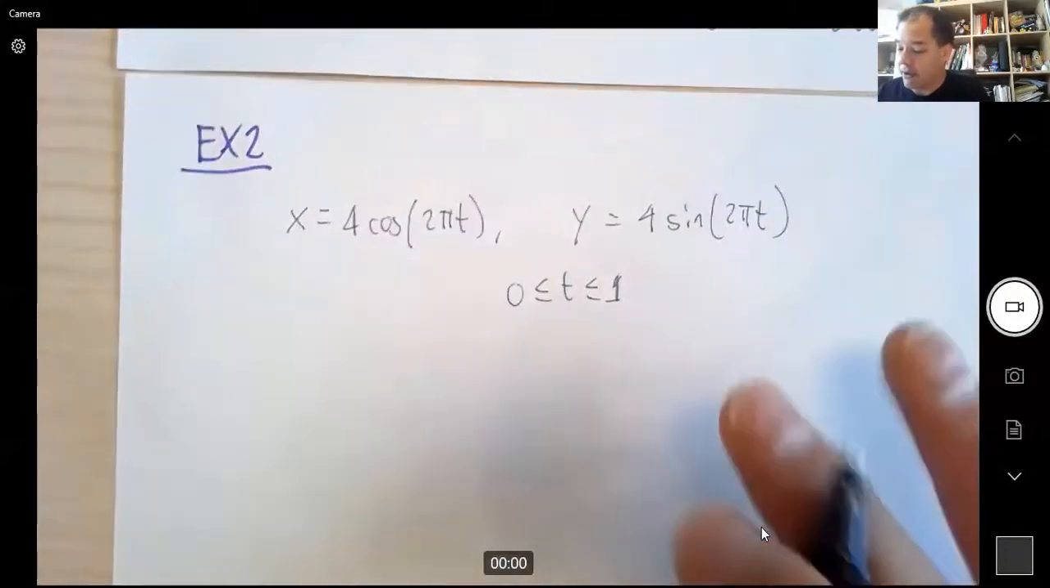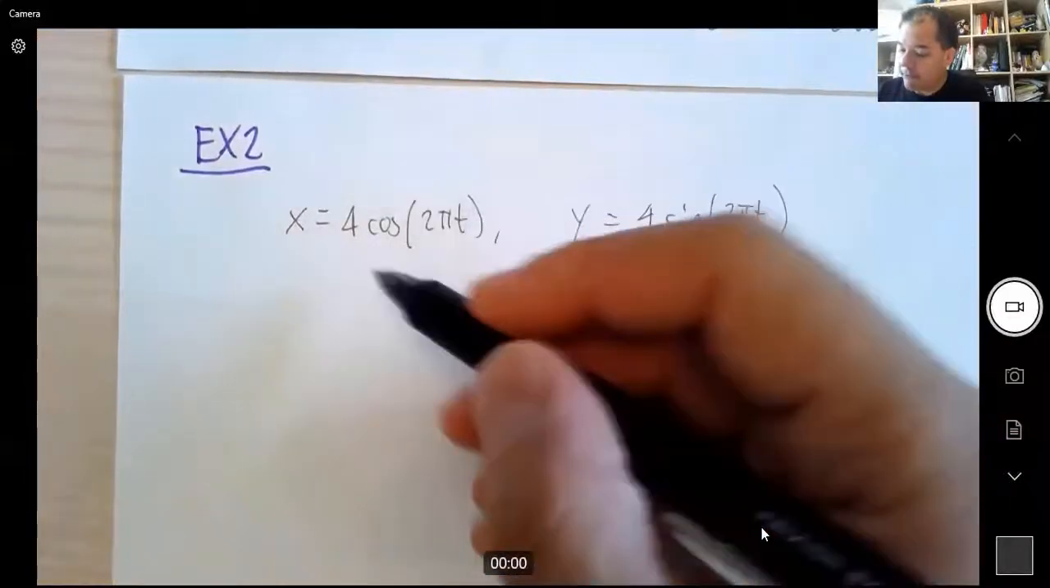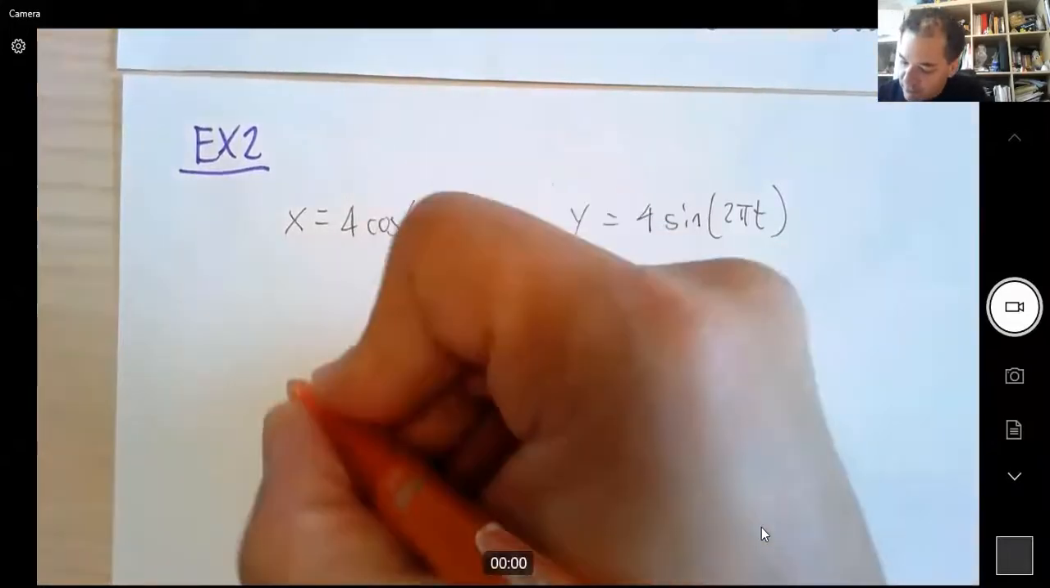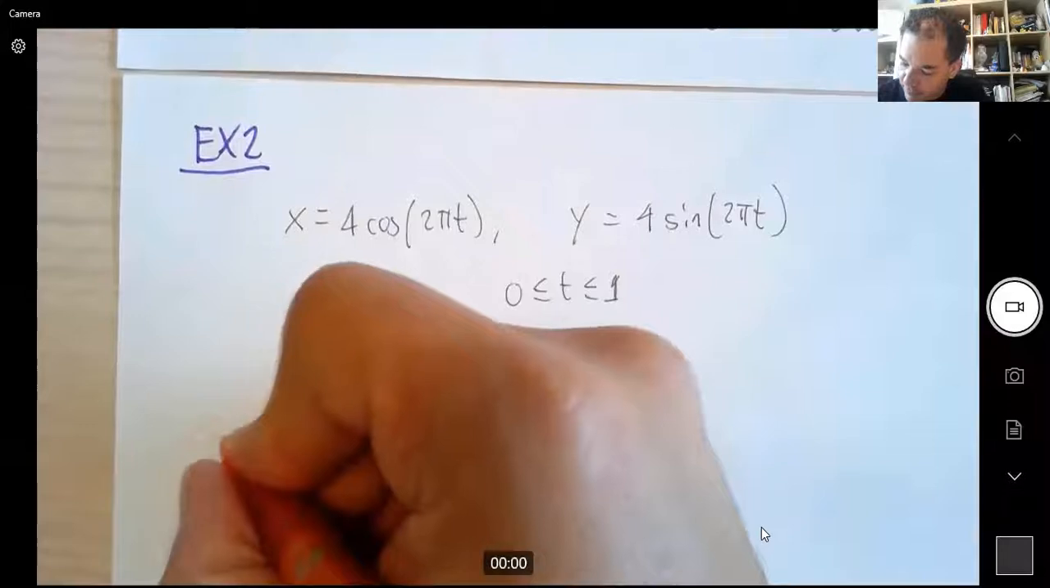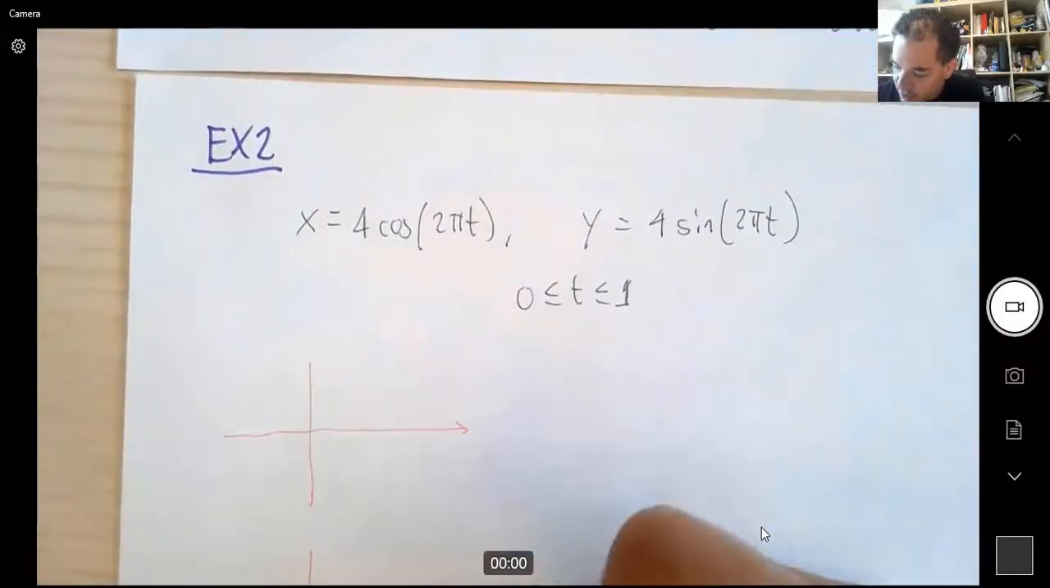All right. So what happens here? Well, this 4 cosine 2 pi t, maybe this would be instructive. I'm going to show you a picture in just a moment, a better one. But see, here's what the x is doing, and here's what the y is doing.